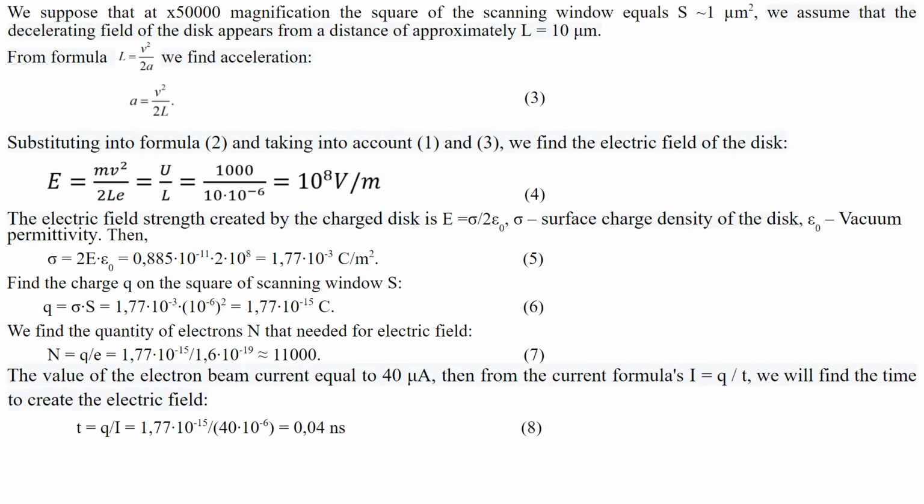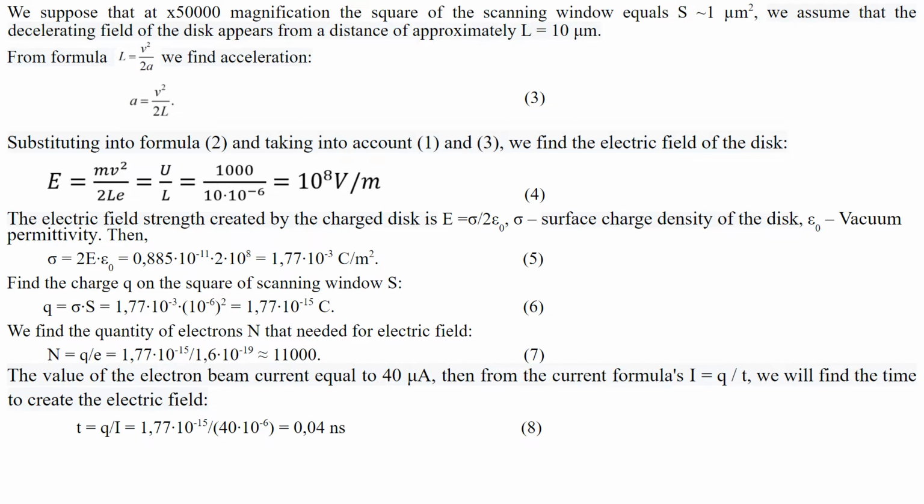We suppose that at 50,000 magnification the square of the scanning window equals 1 square micrometer. We assume that the decelerating field of the disk appears from a distance of approximately 10 micrometers. From formula L, we find acceleration in the third formula. Substituting into the second formula and taking into account the first and third, we find the electric field of the disk in the fourth formula. The E field strength created by the charged disk is E, where sigma is the surface charge density of the disk. In the fifth formula we find this sigma.